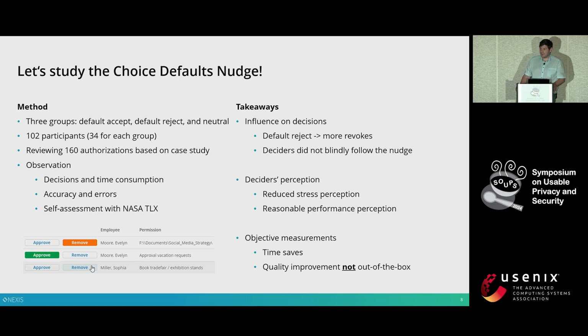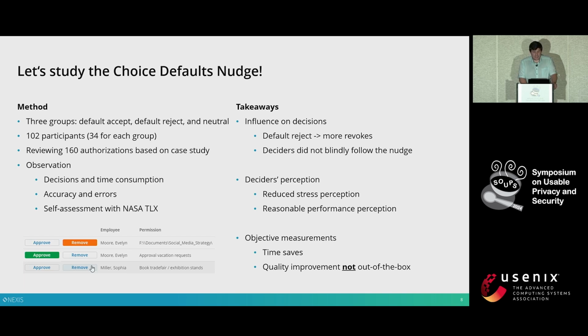Our major takeaways of the study were, first, the influence on decisions. So the choice default nudge actually worked. For example, for the default reject, we received more revokes on access. But that's important: the deciders did not blindly follow the nudge. It was a concern in the interviews that the users might just take the default and not actually make the decisions themselves. That was not the case.